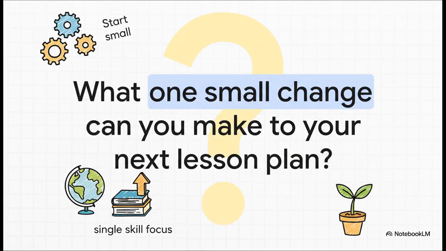So, looking at this whole thing, it might feel like a lot. But the goal isn't to perfectly implement every single piece tomorrow. The real question is this. What's one small thing you can try in your very next lesson? Maybe it's just adding one clear learning outcome, or trying to connect your topic to one global goal. Because it's those small, intentional changes that really start to build a classroom for the future.